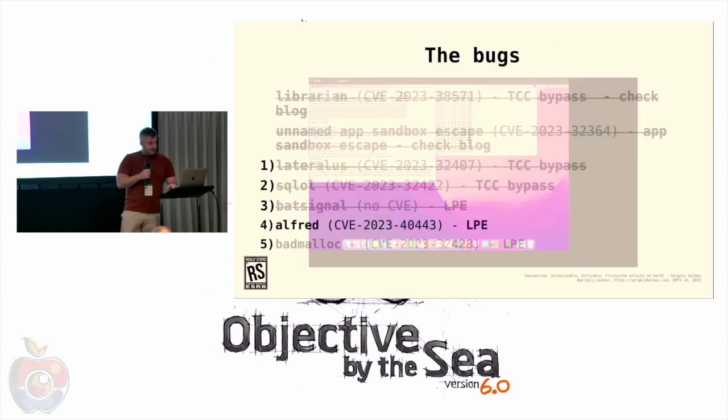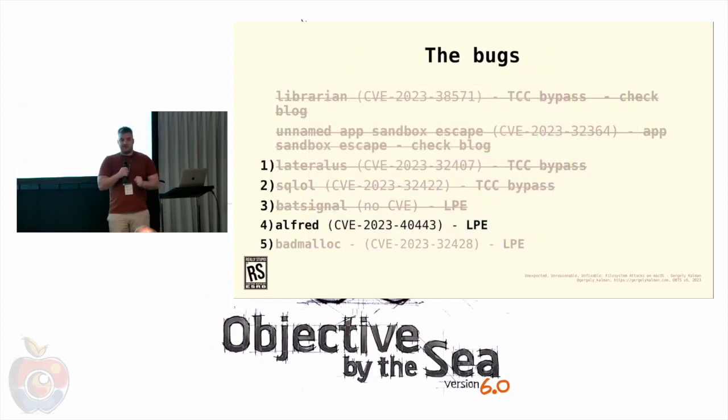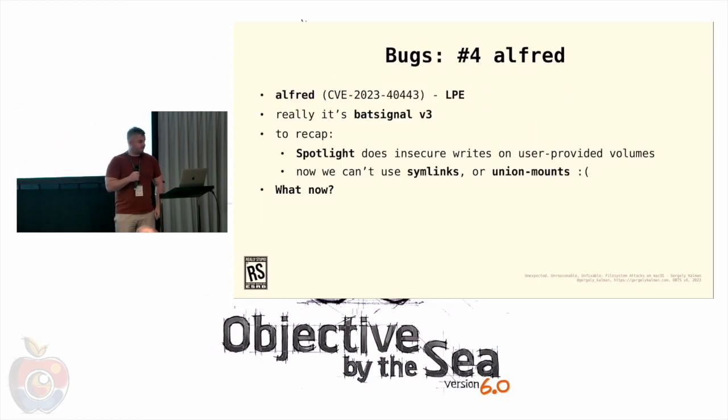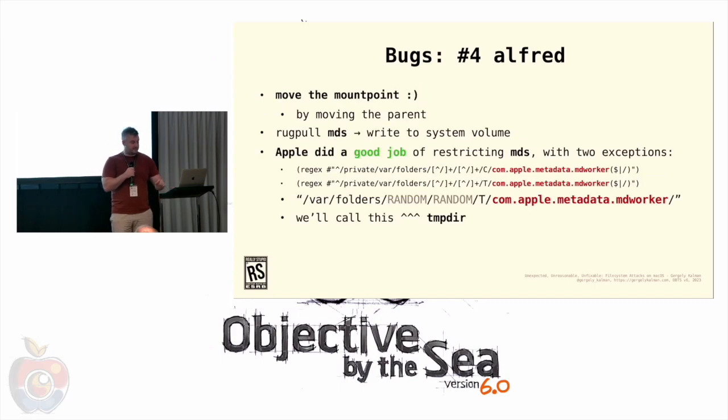So, okay, let's leave Spotlight alone for a little bit. Nah, just joking. So this is actually Bat Signal v3. This didn't occur to me until quite a bit later that, to recap, SQLite writes to insecure volumes, and it won't follow symlinks and union mounts. So, I mean, what can I do now? You know, should be airtight. Nah, we can move the mount point. We can't move it directly, but we can move its parent.